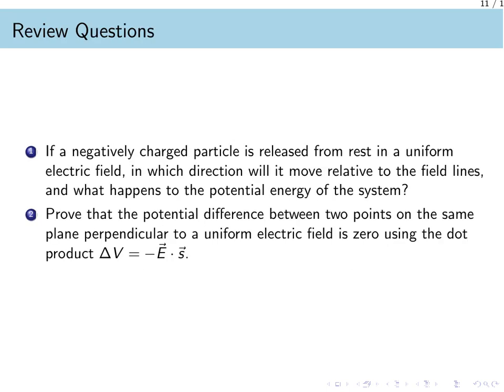To reinforce your understanding, consider these two review questions. First, if a negatively charged particle is released from rest in a uniform field, in which direction will it move relative to the field lines, and how will the system's potential energy change? Think about how the negative charge interacts compared to the positive proton we discussed. Second, use the dot product definition of potential difference to prove that the potential difference between any two points on a plane perpendicular to a uniform field must be 0. This involves looking at the angle between the field vector and the displacement vector on that plane.